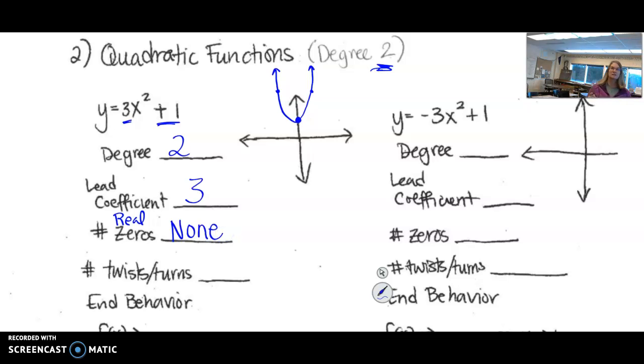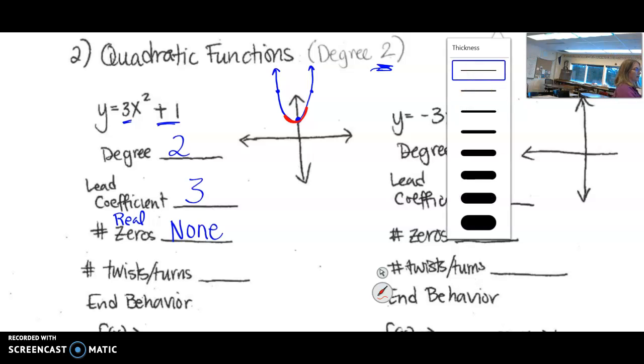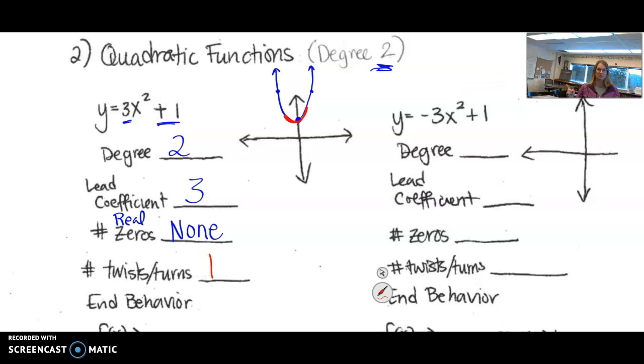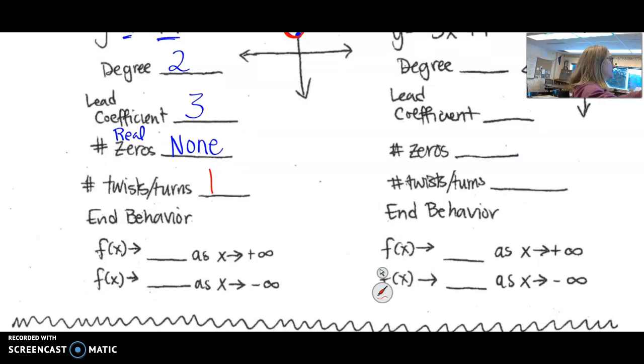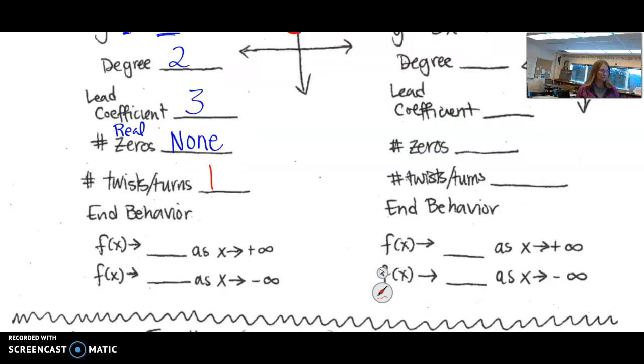How many twists and turns, which is another way to say relative minimums and maximums? We have one little twist right here, so we have 1 twist. Degree 2, 1 twist and turn. When we did our linear function, it was degree 1, and we had 0 twists and turns. Another thing that we're going to try to generalize.